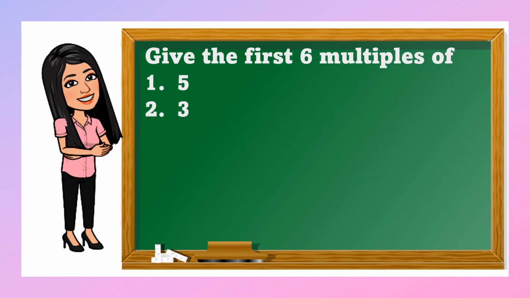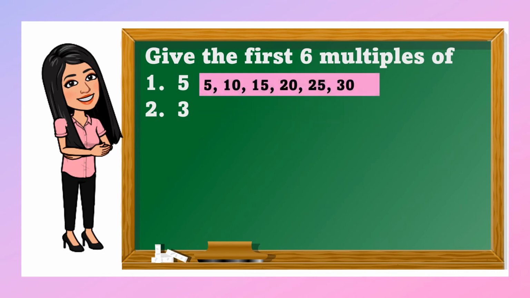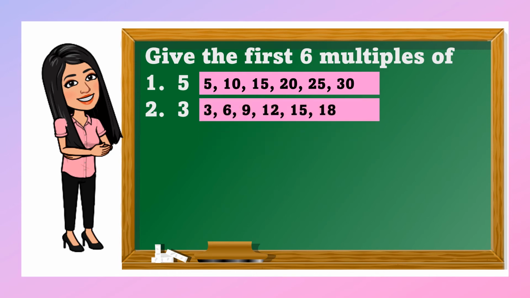Give the first 6 multiples of 5 and 3. Remember, when we say multiples, we will use skip counting. So the multiples of 5 are 5, 10, 15, 20, 25, 30. We need to get the first 6 only. And number 2, we have 3, 6, 9, 12, 15, and 18. Those are the 6 multiples of 5 and 3.